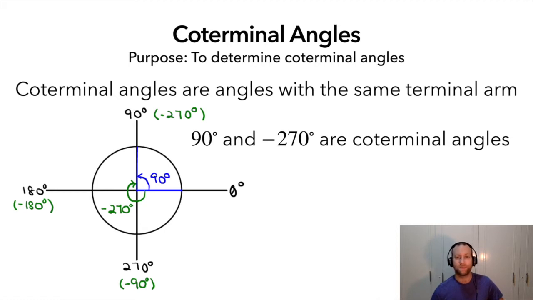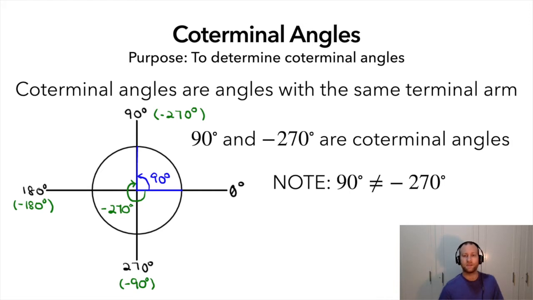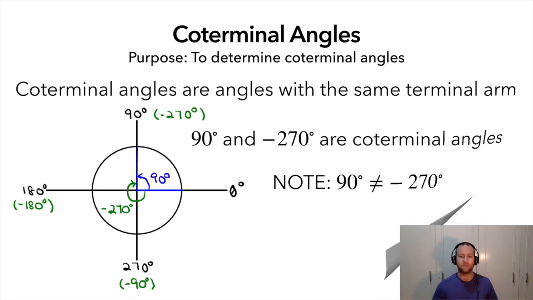Now be careful with this, because this does not mean that 90 degrees is equal to negative 270 degrees. These are not the same. They're coterminal, but they're not the same. So just be aware of that. Just because they're coterminal doesn't mean that they're the same.